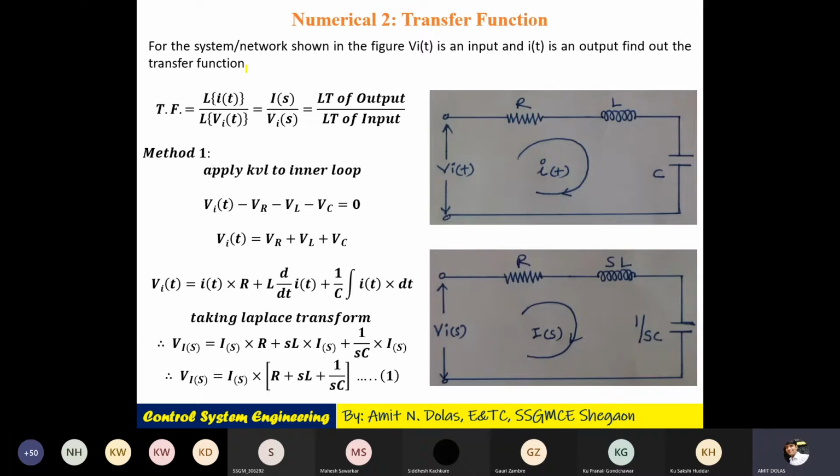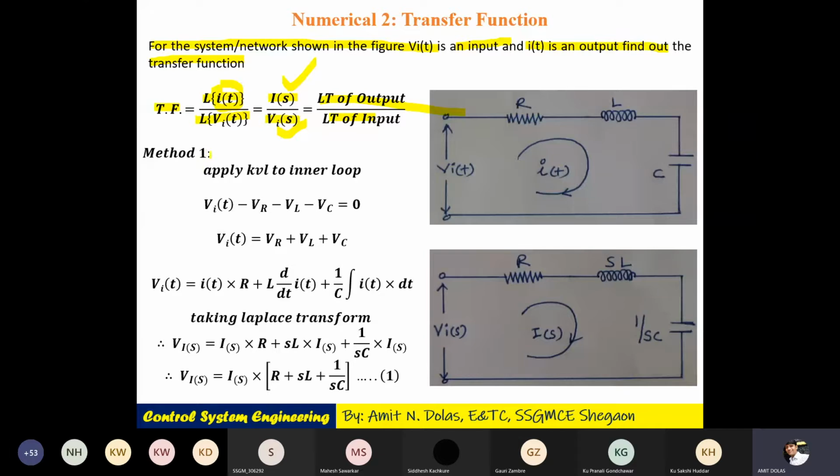You can see here in the earlier example there was input voltage and output was also voltage, but in certain cases there might be current as an output. So for the system or network shown in the figure, Vi of t is an input and I of t is an output, and find out the transfer function. Of course the transfer function is the Laplace transform of output, here output is current, that's why I have written I of t, divided by the Laplace transform of input, that is Vi of t. In Laplacian domain it may be written like I of s upon Vi of s. So output current divided by input voltage is here the transfer function.